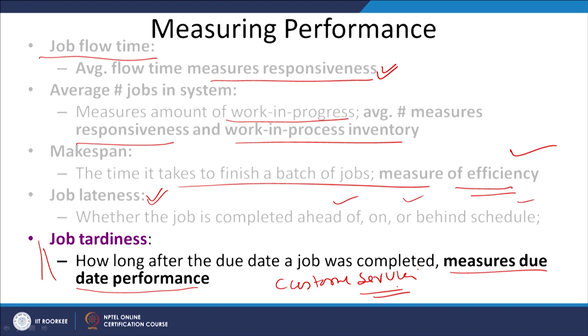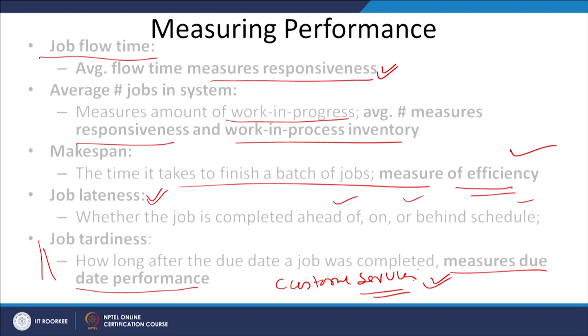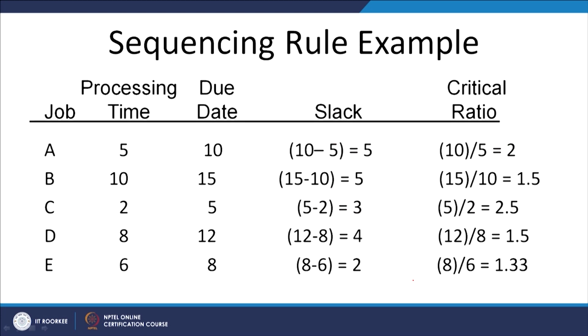The greater the tardiness, the greater the number of jobs having tardiness, the greater the percentage of jobs having tardiness, the greater the average value by which the jobs are delayed. All those parameters can be calculated, and they will indicate the customer service performance of that particular rule. Now, we will see a particular example where a given case is there.